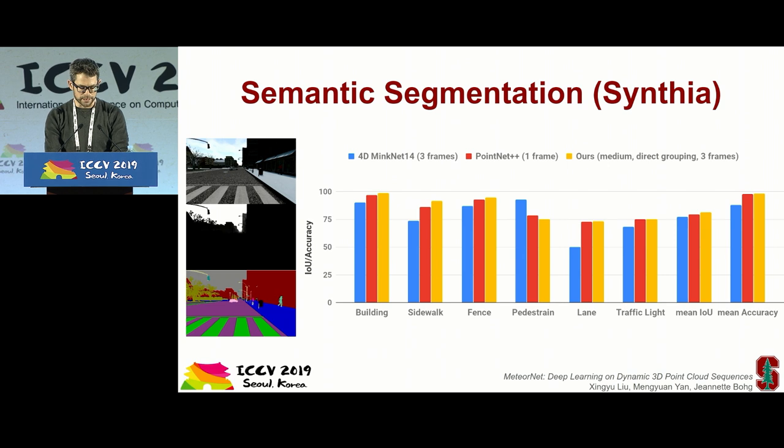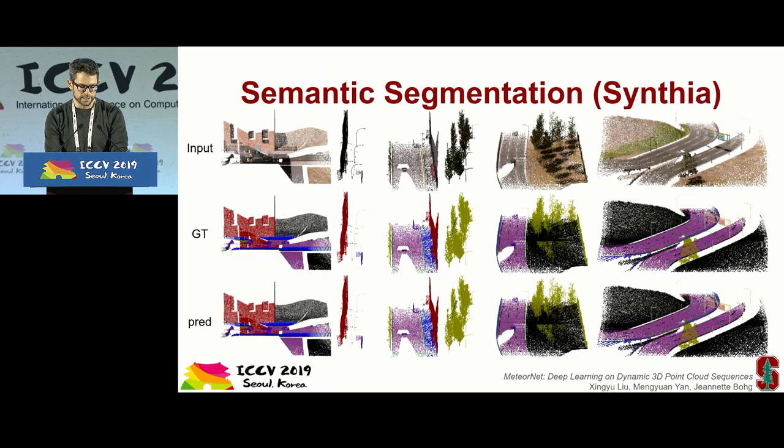On the Synthia dataset, our network outperforms grid-based methods and achieves state-of-the-art results. We also evaluate on KITTI with similar conclusions. Here is a visualization on the Synthia dataset. The majority of objects can be correctly segmented.